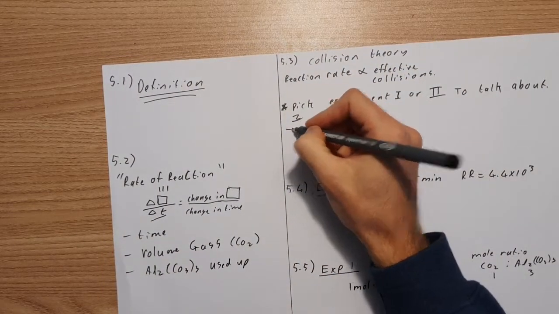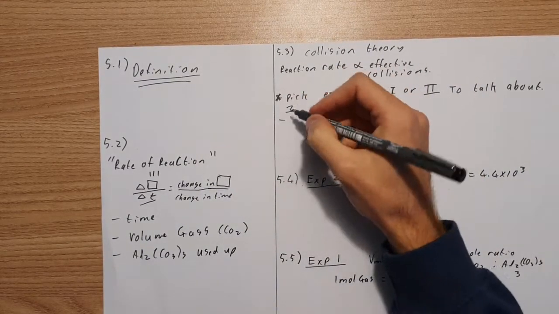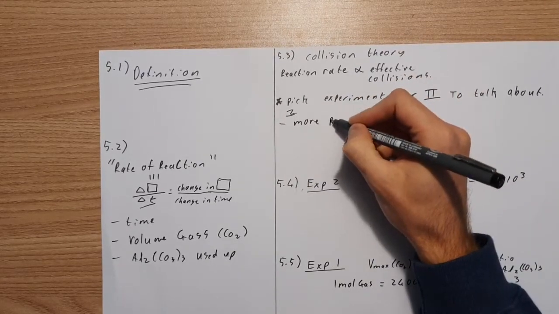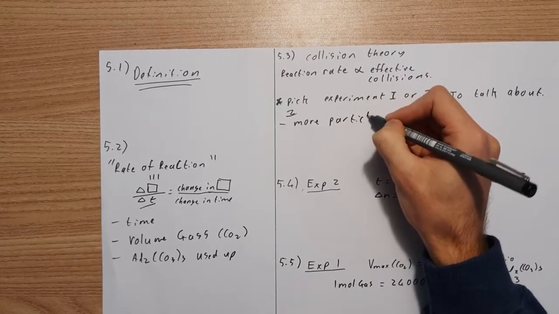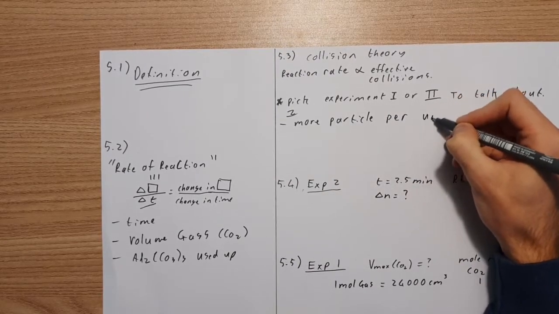The first thing that we can note is we have a smaller volume but a higher concentration. Therefore, we have more particles per volume, or per unit volume.